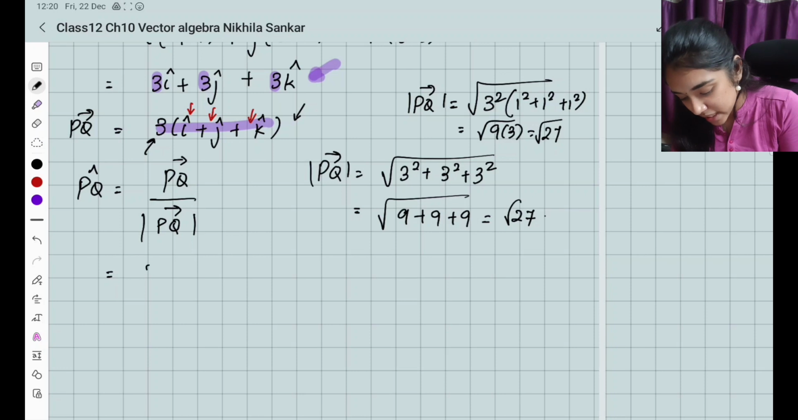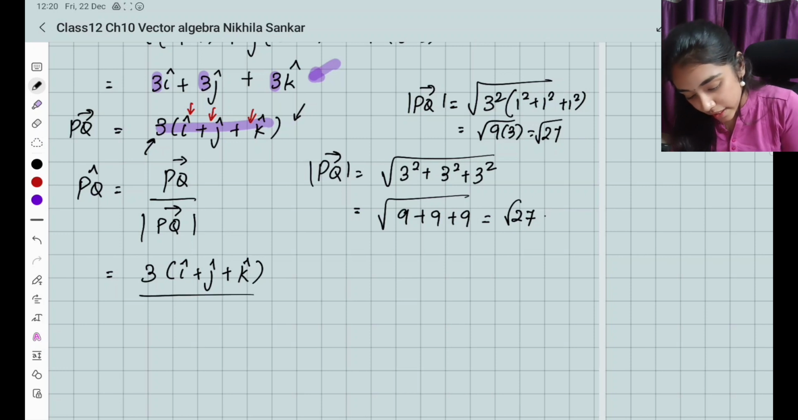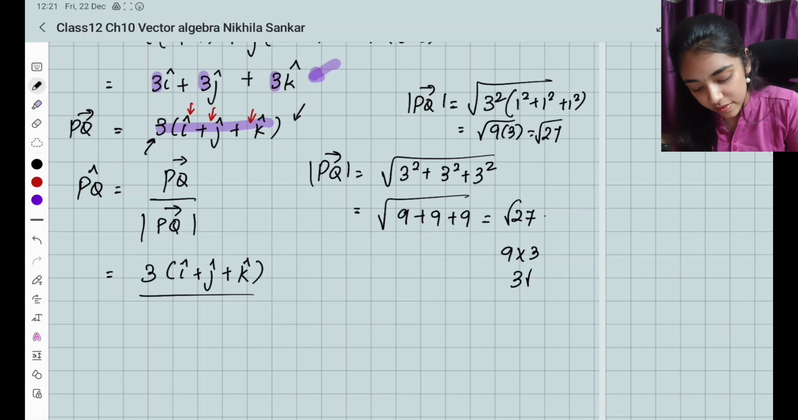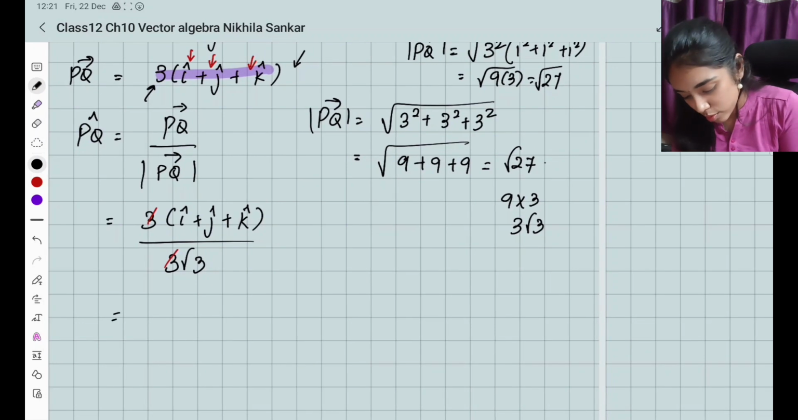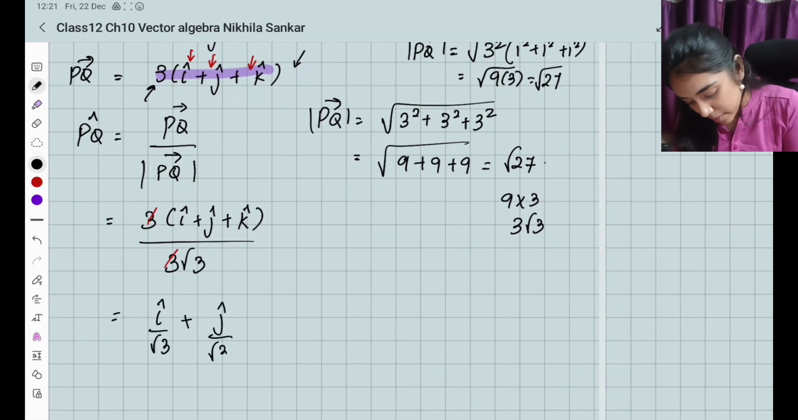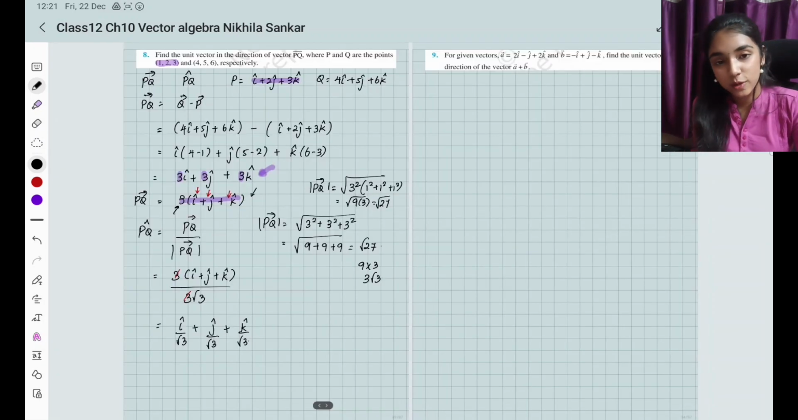So this is basically 3 times (i cap plus j cap plus k cap) divided by square root of 27. Square root of 27, since 9 threes are 27, is 3 root 3. So I can write this as 3 root 3, and cancel the 3 and the 3. Simplify as much as you can. So this is going to be i cap by root 3 plus j cap by root 3 plus k cap divided by root 3. Okay. Please copy.